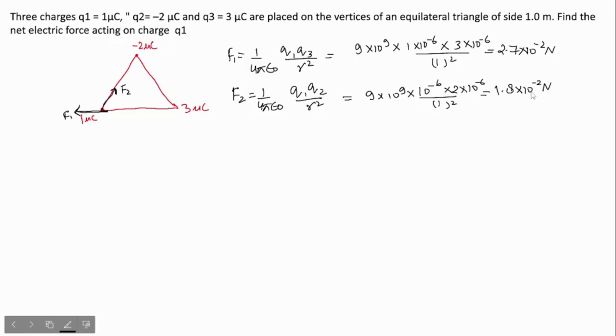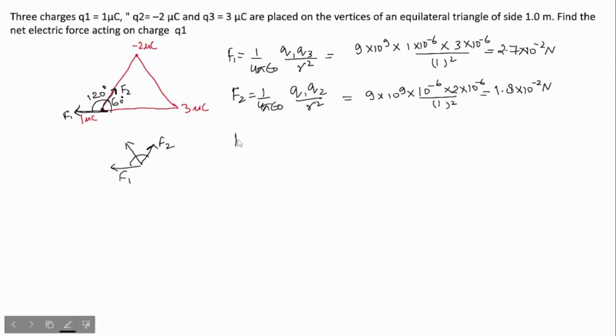Now you have two vectors. This is vector F1 and this is F2, and you want to calculate the net force on Q1. The net force will be in this direction. What will be this angle? If this angle is 60 degrees, since it is an equilateral triangle, then this angle will be 120 degrees. So the angle between vectors F1 and F2 is 120 degrees.